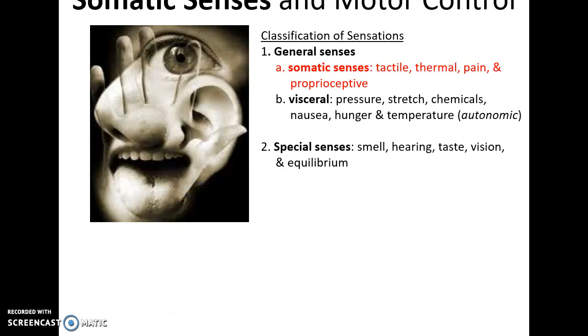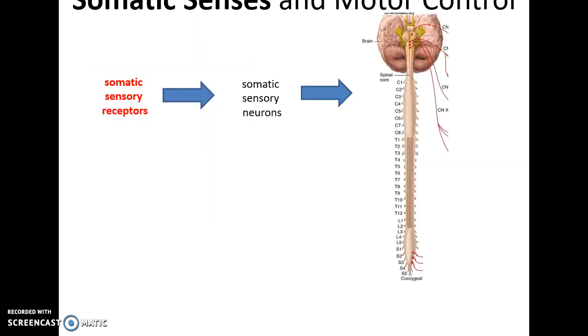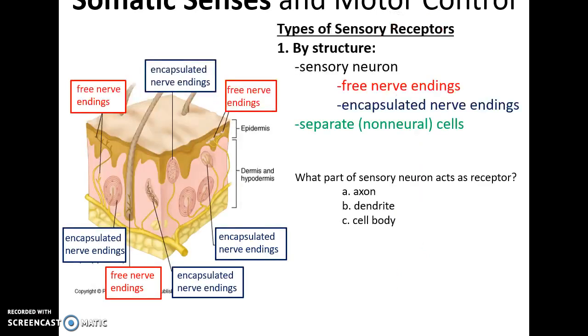So, classifications of sensations. There are the general senses. These include the somatic senses: tactile or touch, thermal sensations, temperature change, pain, and proprioceptive, associated with the skeletal muscles. We have various general visceral sensations: pressure, touch, stretch, chemicals, nausea, etc. And our special senses are another category, including smell, hearing, taste, vision, and equilibrium. So we have somatic receptors that detect the change and send that information to the sensory neurons, which then send information to the central nervous system.